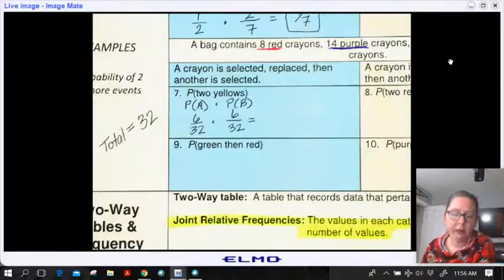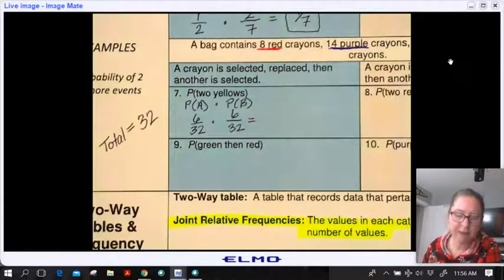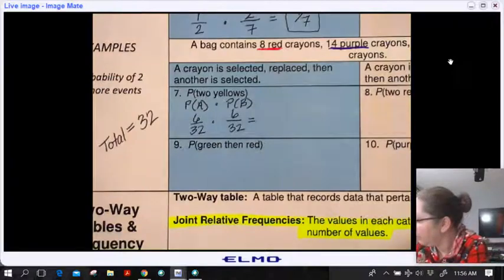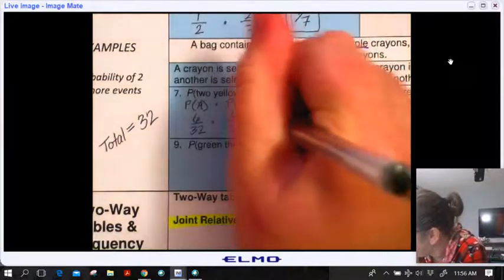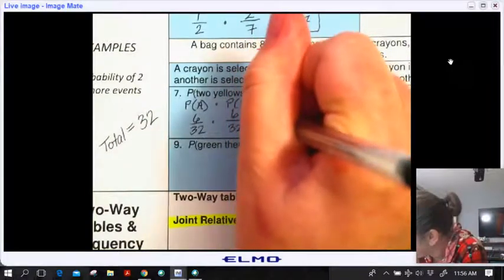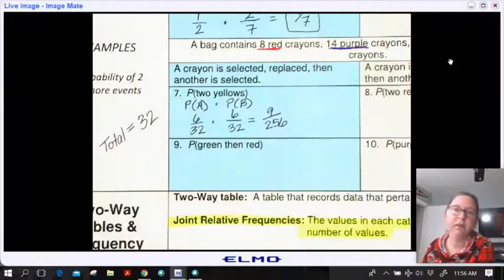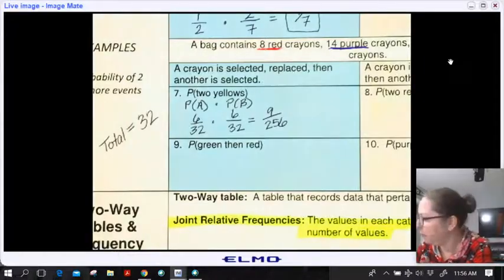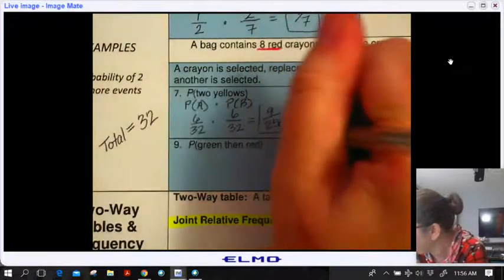Okay, and so now I'm going to go ahead and multiply these together, and I will get 9 out of 256. And so this is not a very likely probability that that would happen.